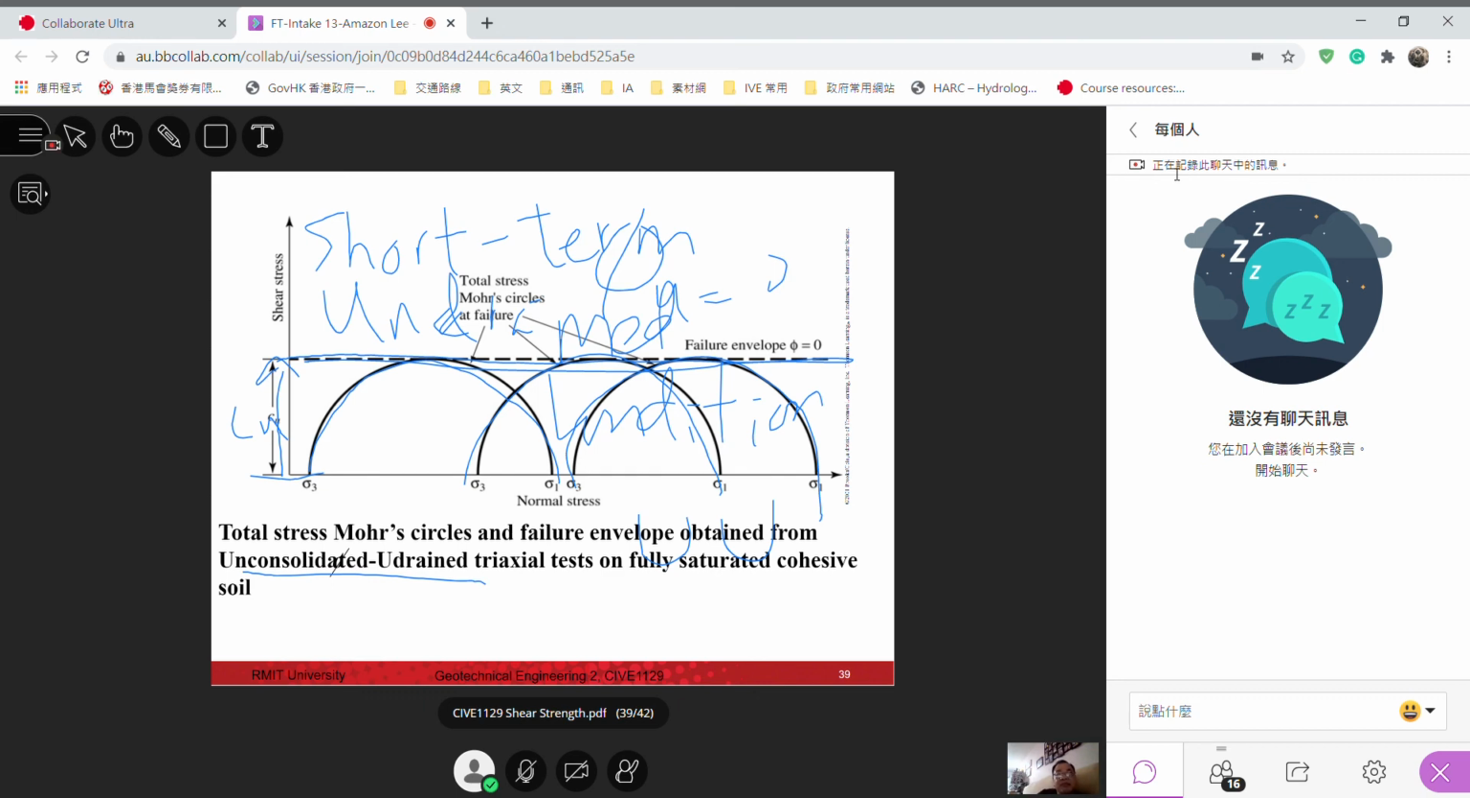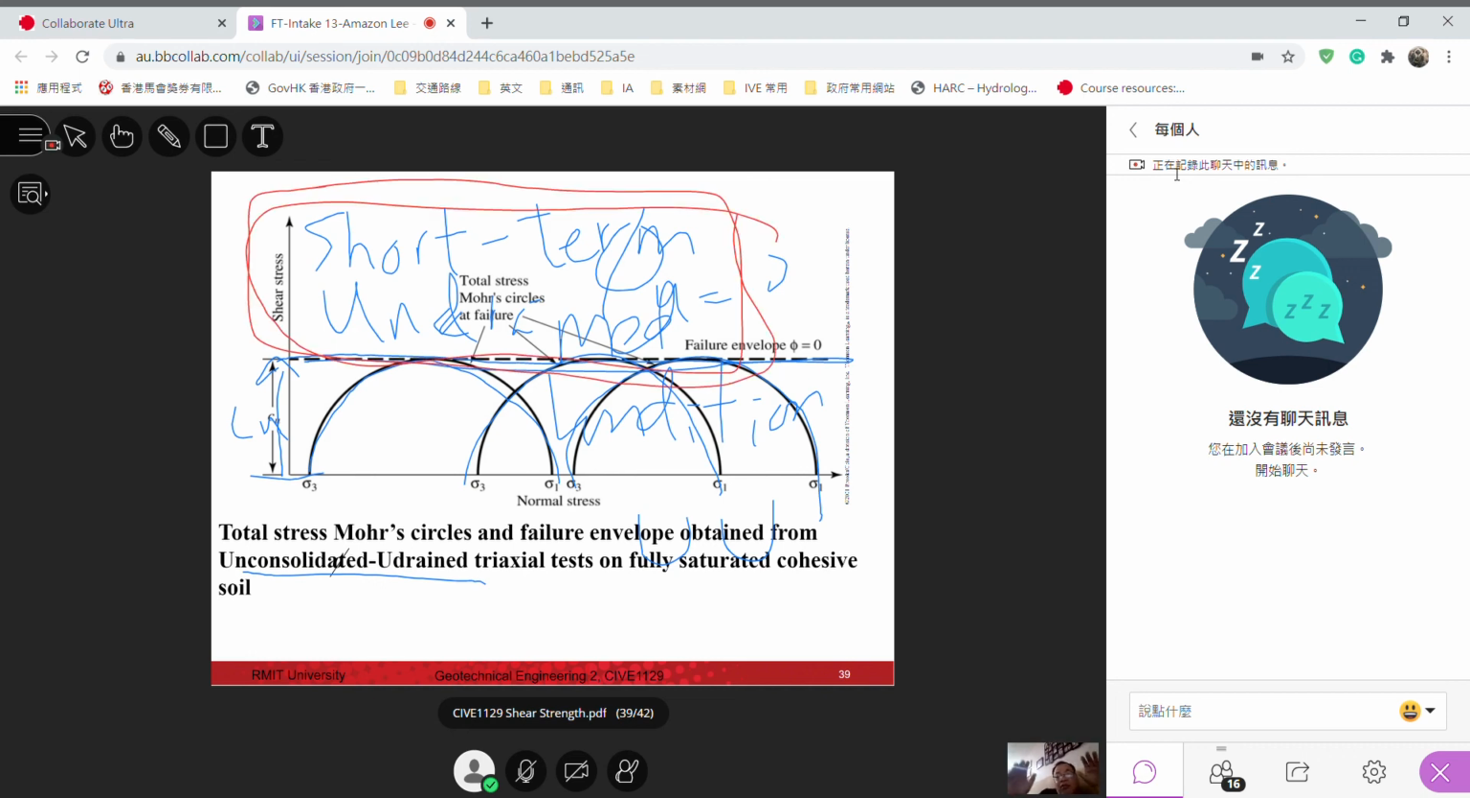But maybe the soil has a low coefficient of permeability, so the pore pressure is difficult to dissipate. So in that situation, it is likely for the slope to fail under undrained condition, or the foundation to fail under undrained condition. So in this situation, we have this so-called short-term undrained condition failure.